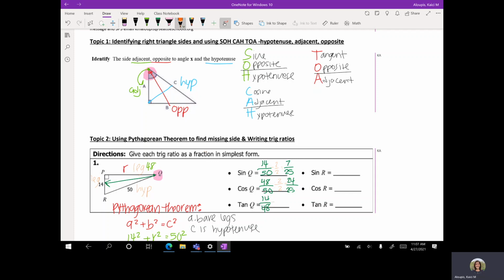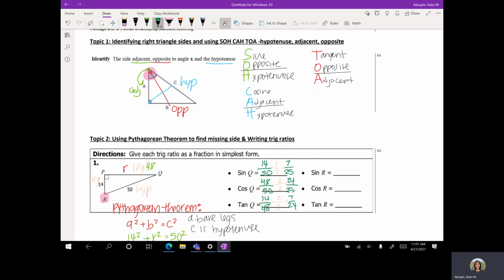And let's reduce that fraction, divide by 2, or factor out 2 from the numerator and the denominator. And we get 7 over 24. So we figured out angle Q, the sine, cosine, and tangent of angle Q. Let's move on to angle R.